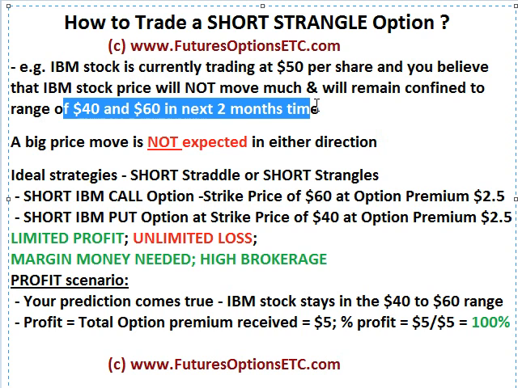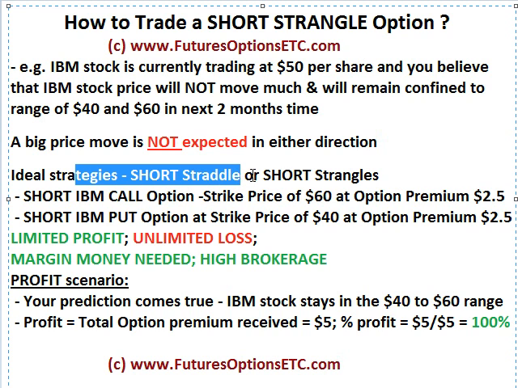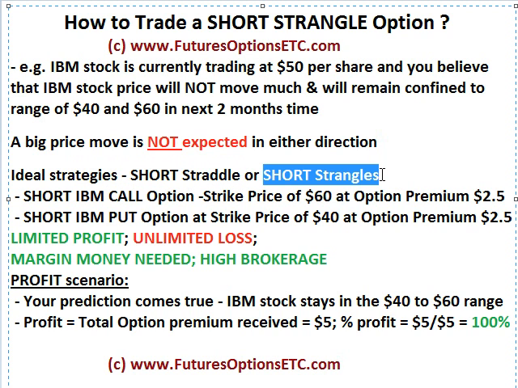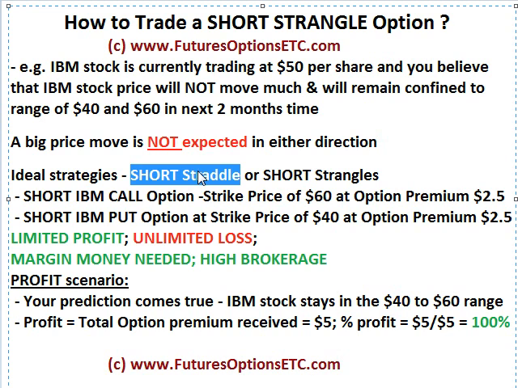Typical scenarios when you should trade this is when you don't expect any big corporate announcements, any big company reports or outcome of projects, etc., and the stock price is expected to be relatively stable. Ideal strategies to trade in such scenarios are the short straddle or the short strangles. In this video we'll only focus on short strangles, and straddle will be covered in another set of video tutorials.